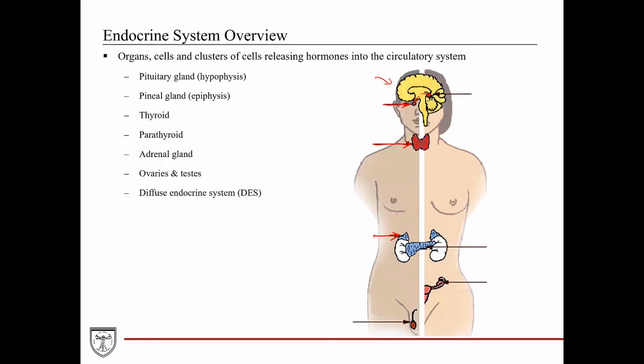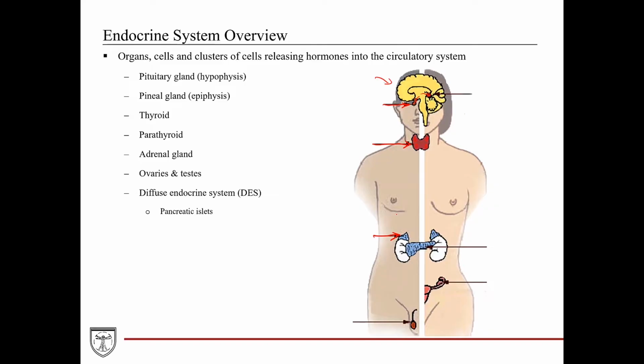Lastly, there's this concept of the diffuse endocrine system. This system refers to individual unicellular endocrine cells and cell clusters that are distributed throughout our body and release hormones. A good example of the diffuse endocrine system would be the pancreatic islets, or islets of Langerhans, that were discussed in the digestive system lecture, which secrete insulin, glucagon, and somatostatin.